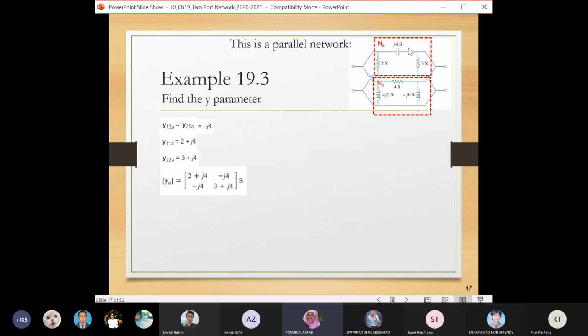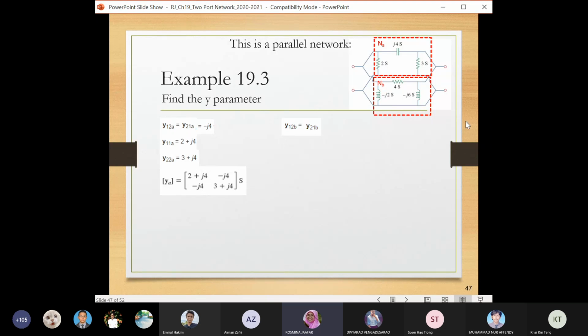Why negative? Because a capacitor is always 1 over J omega. So if you do not like J in the bottom, you multiply by J over J, and you will produce negative J. A capacitor always gives a negative J. For inductance, it is close to the resistance value.